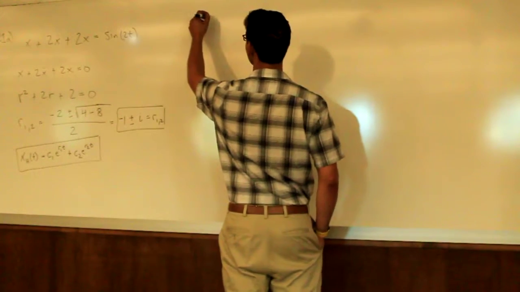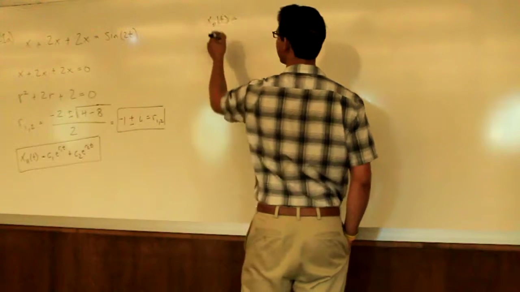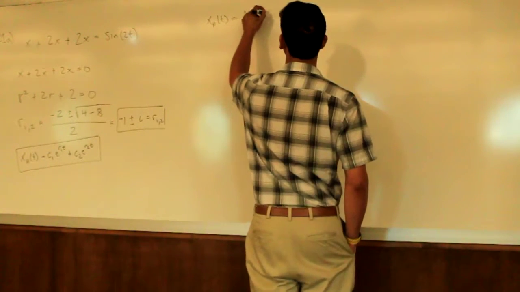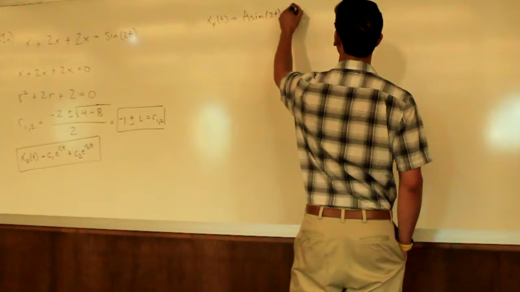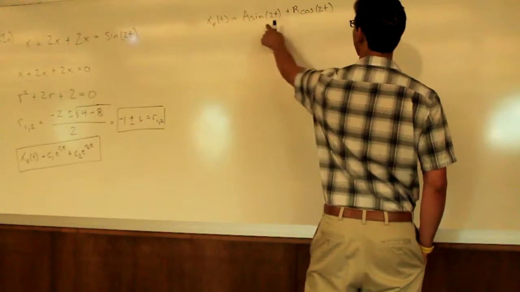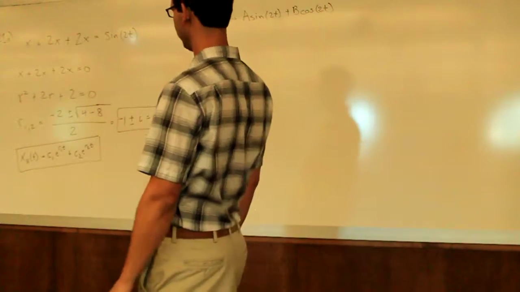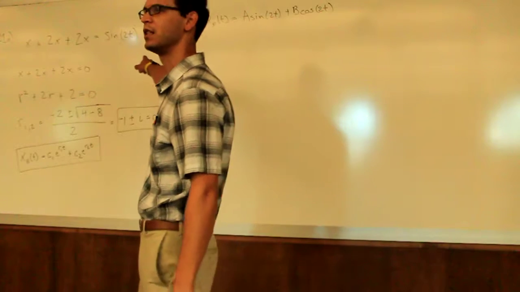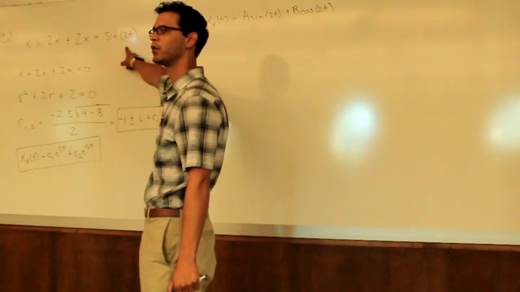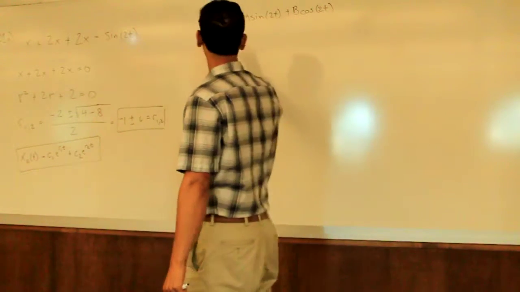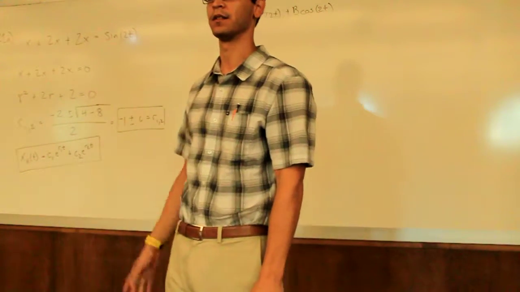Particular solution. X particular of t equals what? A sine 2t plus b cosine 2t. Two questions. How did you know there was a sine 2t over here? I took derivatives. Of what? Because there's a sine 2t here, right? Whatever is here, you ignore the coefficient, multiply it by an unknown, and put it in your particular solution.